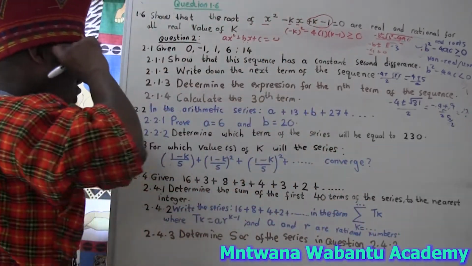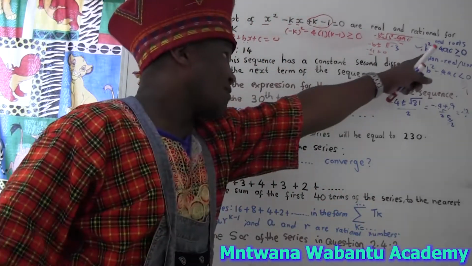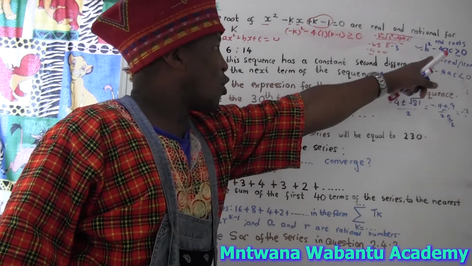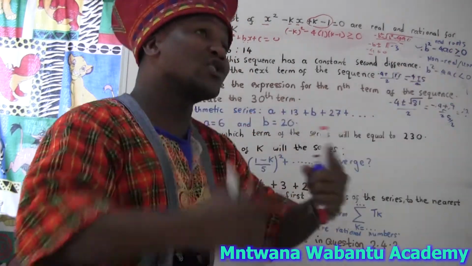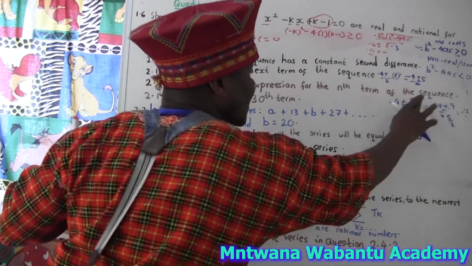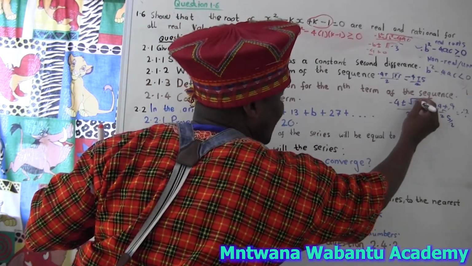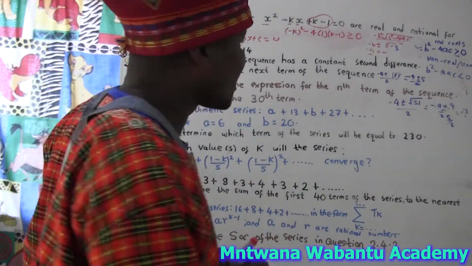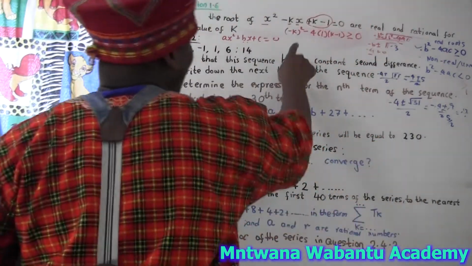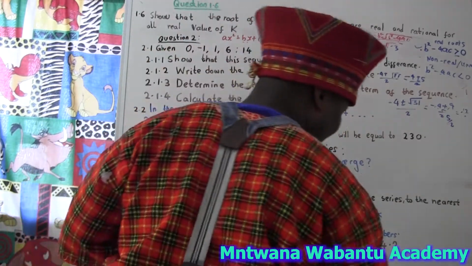So for a real root, it must be greater than or equal to 0, but for rational it must be a perfect square, because if this is, let's say, 31, it's not rational, so that's irrational. They might ask you that sometime. Okay, now let's try to break this down to see if it's going to give us a perfect square.